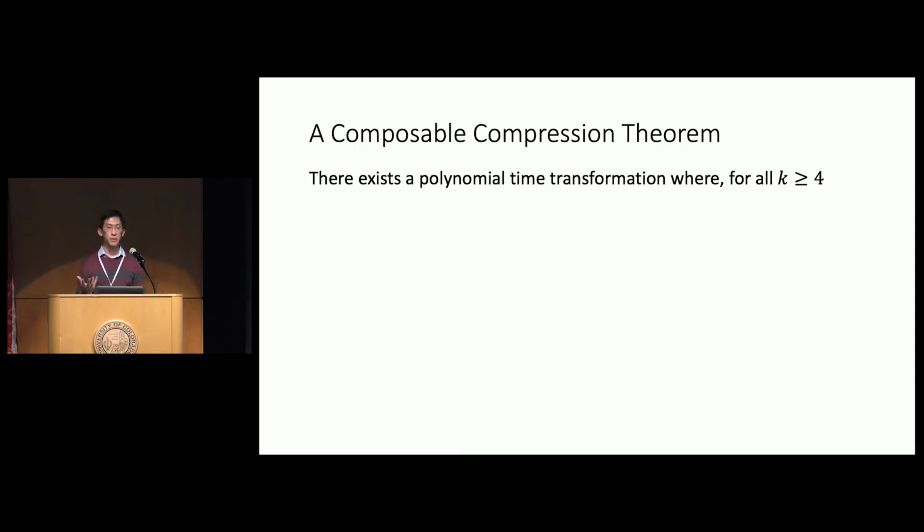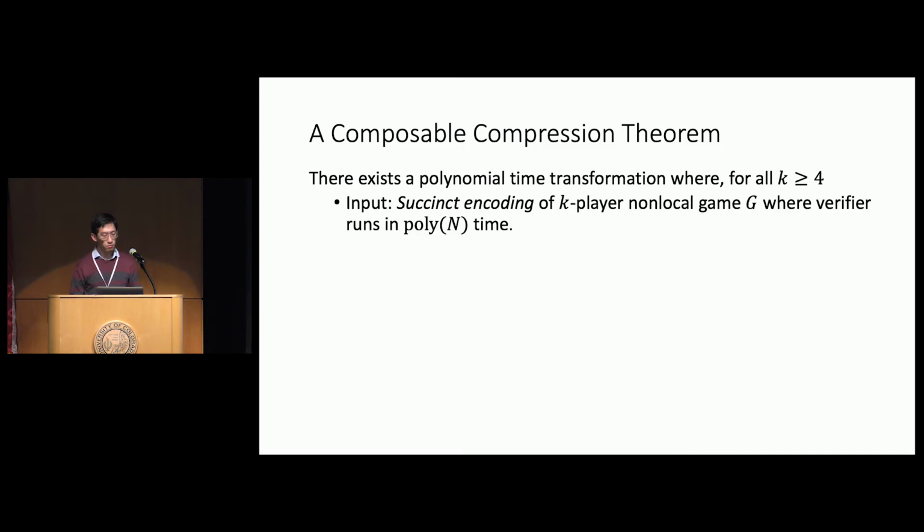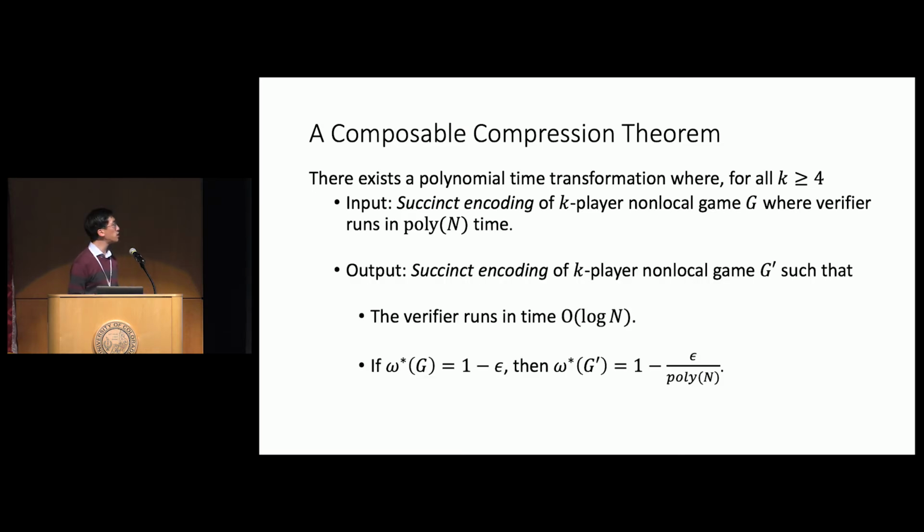The main technical theorem that we prove is a composable compression theorem. And it says, there exists a polynomial time transformation such that for all k greater or equal to 4, this transformation takes in as input a succinct encoding of a k-player non-local game where the verifier runs in poly(n) time. And the output of this compression scheme is another k-player game, G prime, where now the verifier runs in logarithmic time, log of n time.